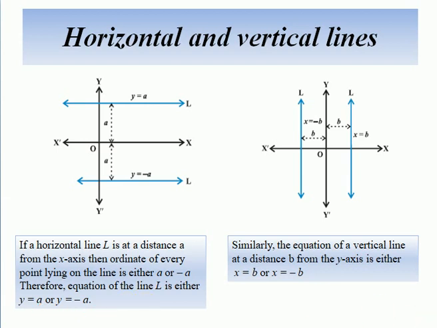Similarly, the straight lines parallel to the y-axis are vertical lines, and if a line is right of the y-axis, then its equation is x equals minus b, and if it is left of the y-axis, then its equation is x equals b.